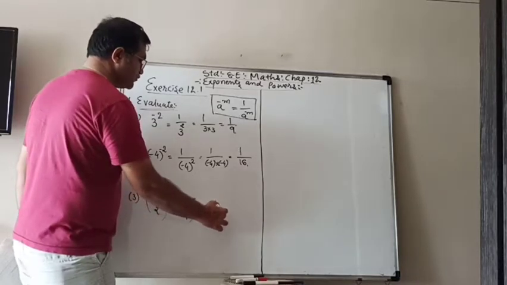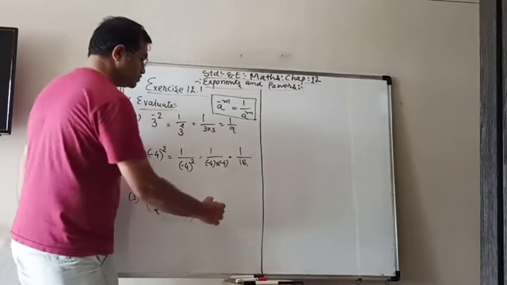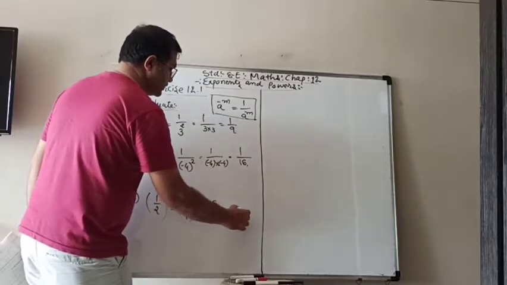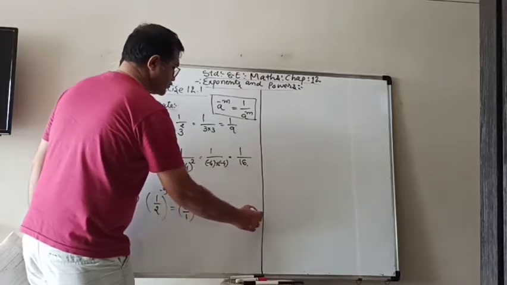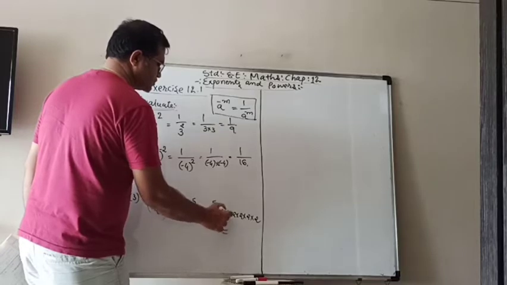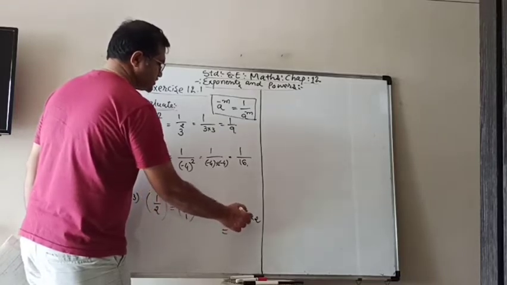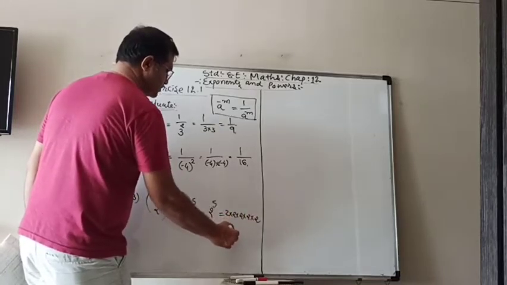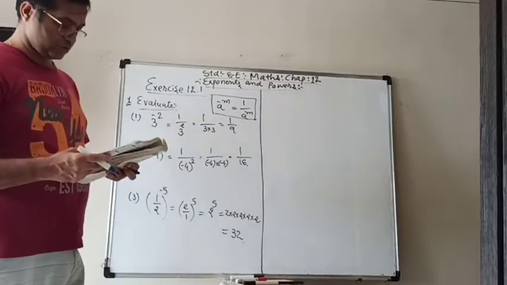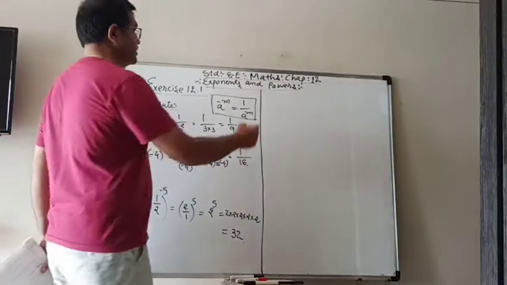So 2 raised to 5. We know that 2 raised to 5 means 2 multiplied by 2 multiplied by 2 multiplied by 2, 5 times. So 2 to the 4, 2 the 8, 2 the 16, 2 the 32. So the answer is 32. Question number 2.